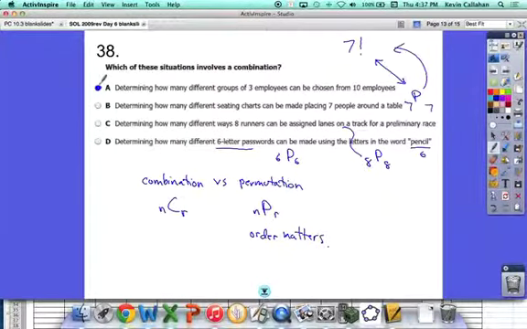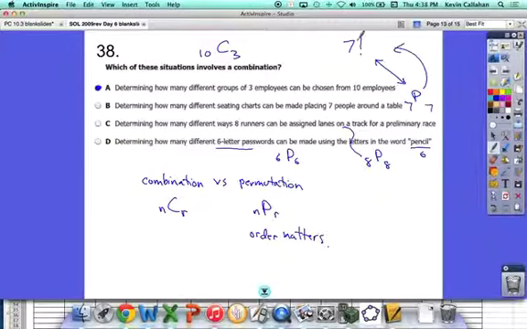If you read it, determining how many different groups of 3 employees can be chosen from 10, there's nothing in that to tell you that it matters which of the 3 was chosen first, second, or third, or that they're going into positions that are different from each other. It's just a group of 3 from 10. And that is done by doing 10C3. So the only one that is a combination is the first one. The other 3 are permutations because order matters, and they could be calculated either using nPr or by using a factorial.